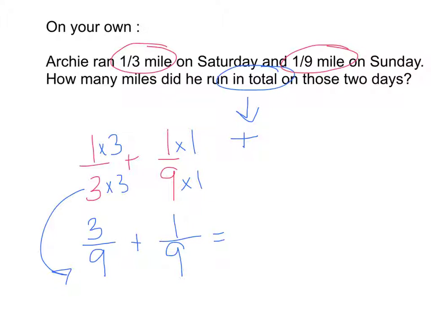I am now going to add these together. 3 plus 1 equals 4. My denominator stays the same at 9. So I know that Archie ran 4/9 of a mile on both Saturday and Sunday. Excellent job!